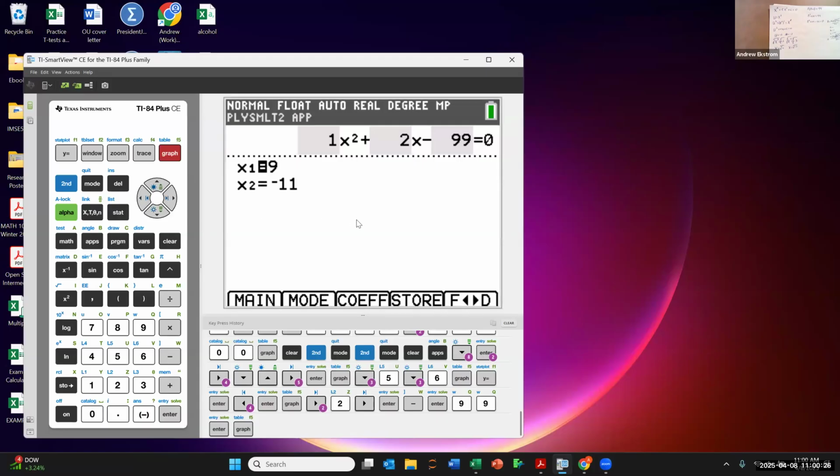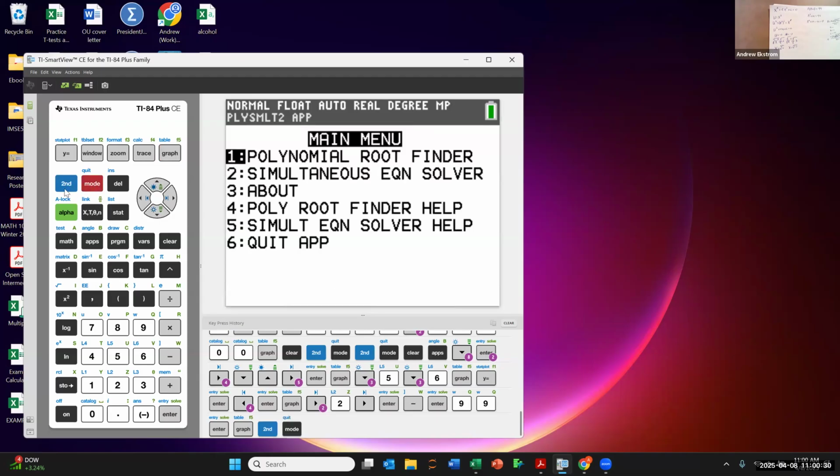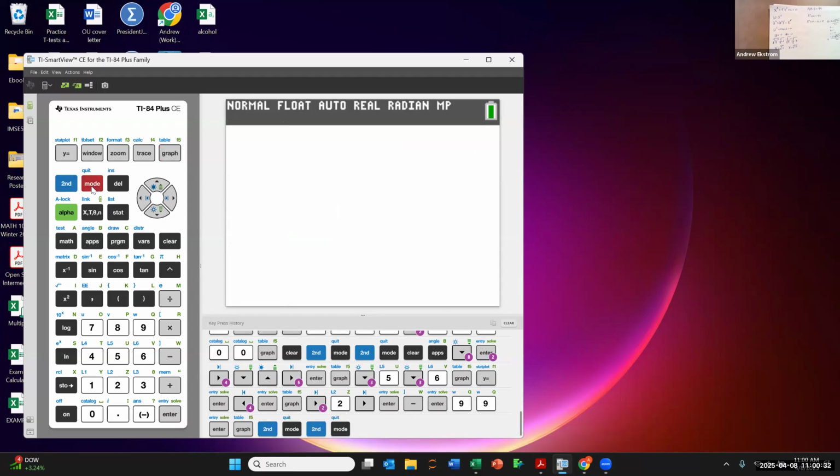One of the weird things, if you need to get out of here, you have to hit second and then quit. Sometimes you have to do that a couple of times. If you just hit clear and keep hitting clear, that's not necessarily going to clear it out. If you turn the calculator off and then turn it back on again, that might clear it out.